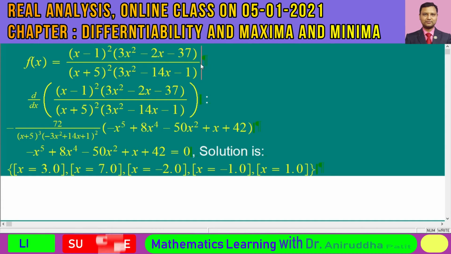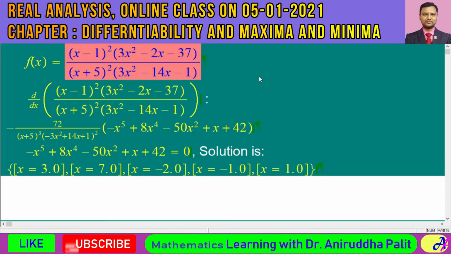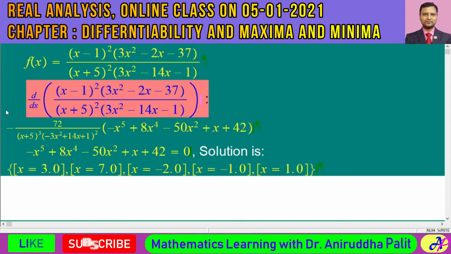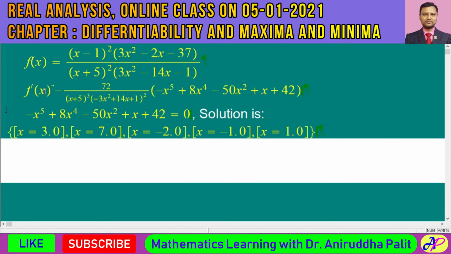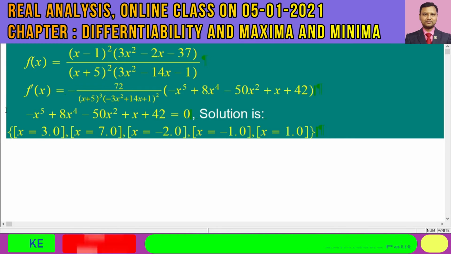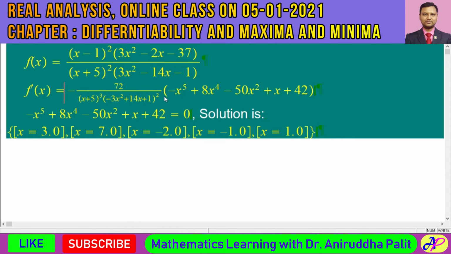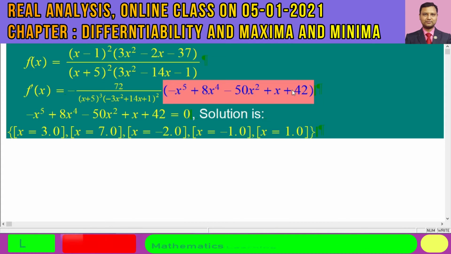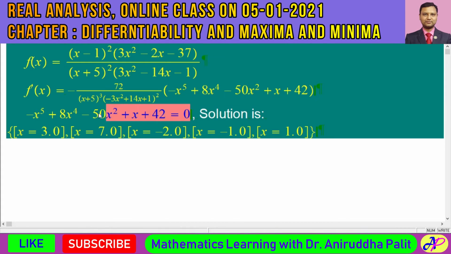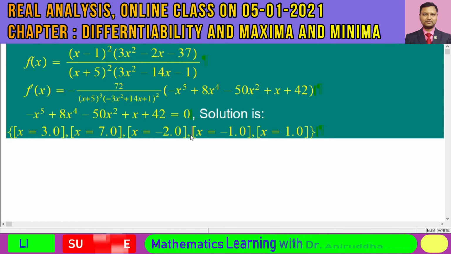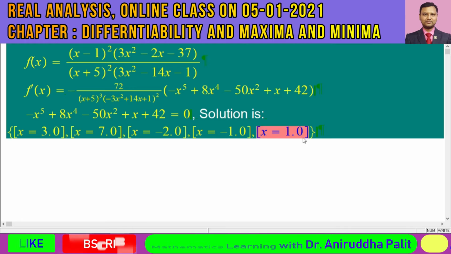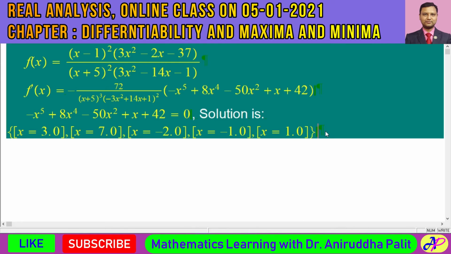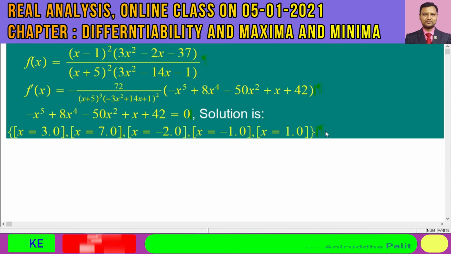So suppose we have a function f(x) equal to this, and its derivative f dash x would look like this. It is very complicated, and f dash x becomes equal to 0 provided this numerator becomes equal to 0, and then we have these solutions: x equal to 3, x equal to 7, x equal to -2, x equal to -1, and x equal to 1. So we have six different roots of this equation.